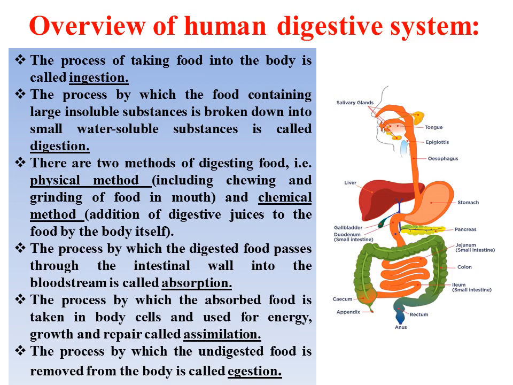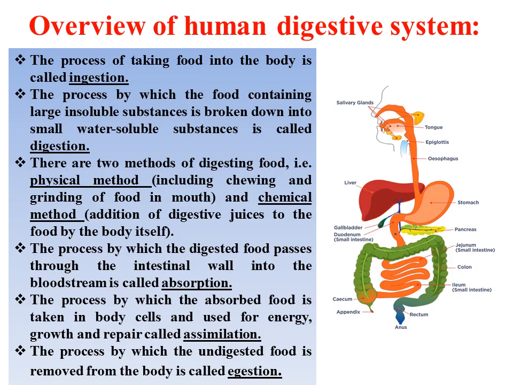So the digested food passes through the intestinal wall into the bloodstream, or to the blood, and this food gets absorbed by the wall, and this is called absorption. So what is absorption? The process by which digested food passes through the intestinal wall into the bloodstream is called absorption. Absorption means something is soaked in. Okay. Next is assimilation.